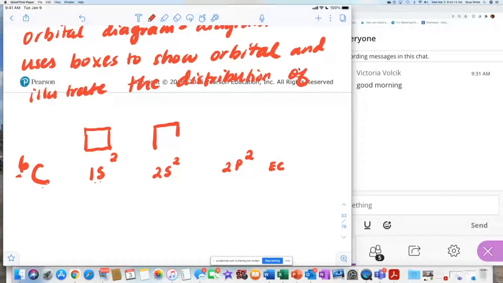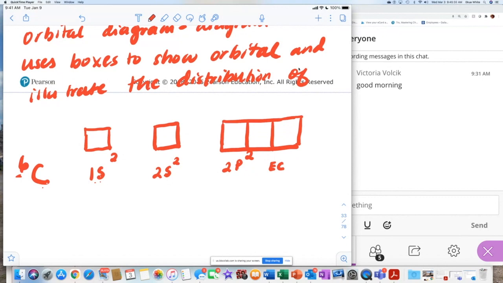So I'll leave the configuration on the bottom. So for each S, I draw a box because each S sublevel has got 1 orbital. Each P sublevel has 3 orbitals, right? We went over that already. So 3 orbitals, that's 3 boxes. Let me see if I can draw all 3. 1, 2, there's the third.